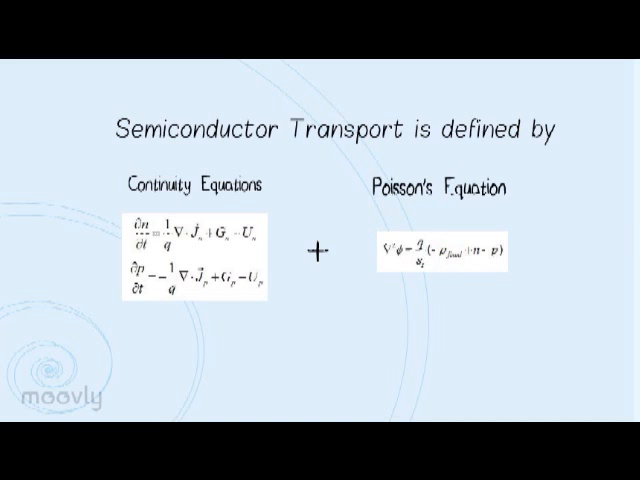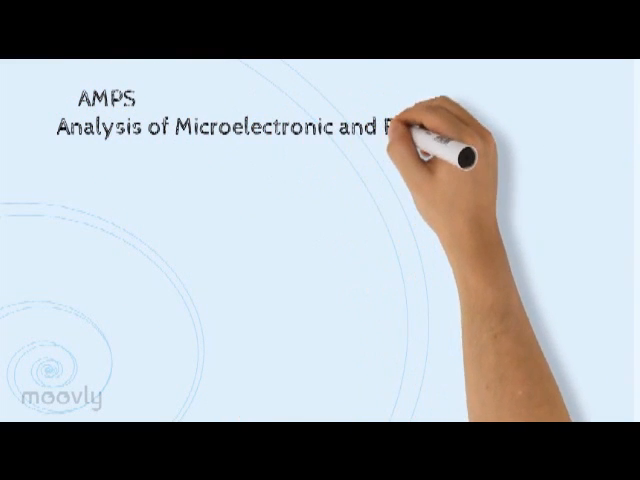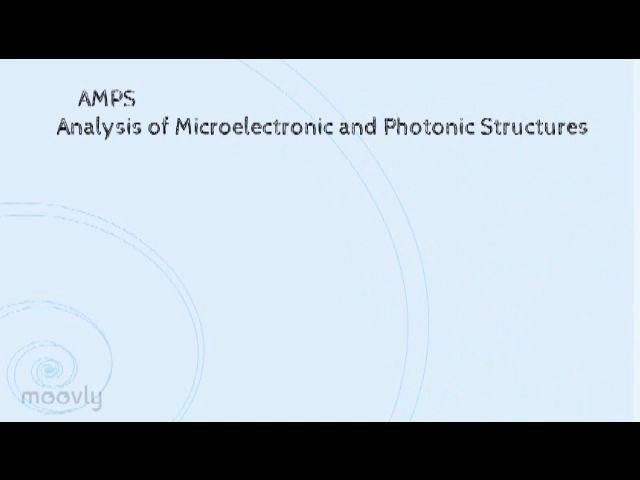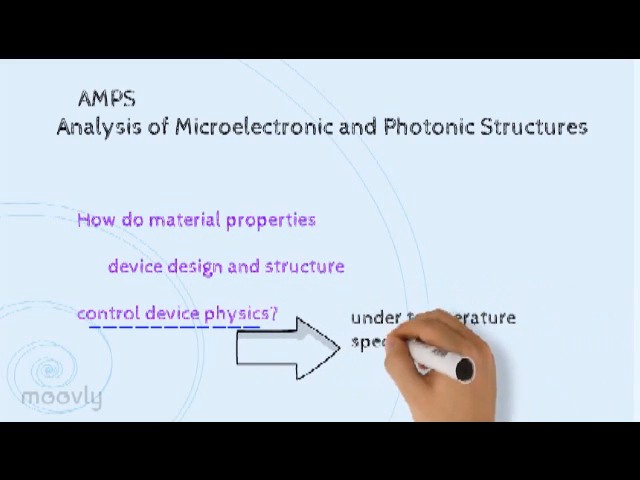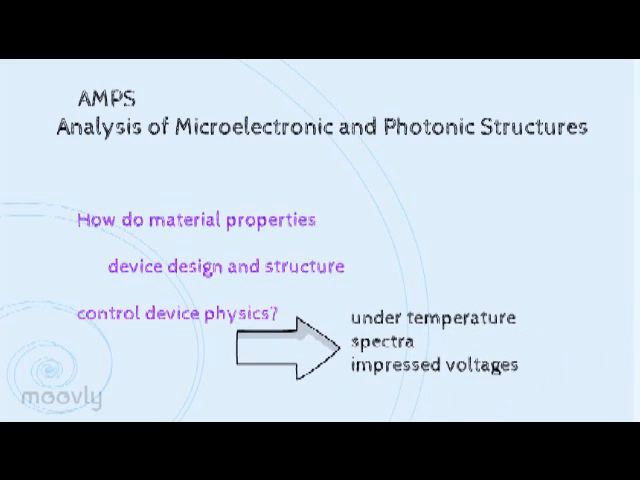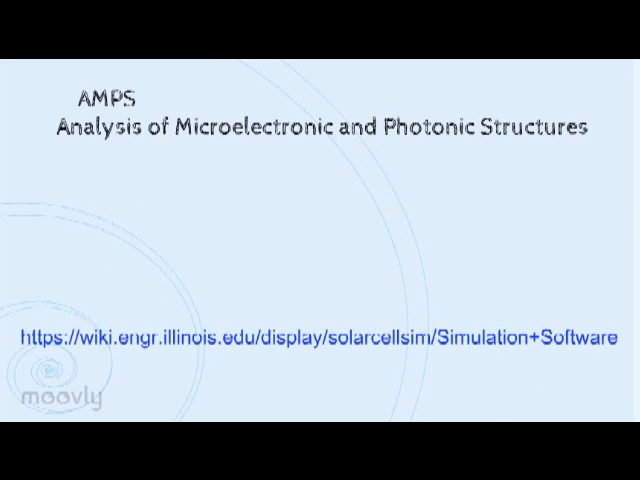In this video, I will be demonstrating how we can model defects by using the educational one-dimensional device simulation program called AMPS, Analysis of Microelectronic and Photonic Structures. This simulator was created to allow users to learn how material properties in device design and structure work together to control device physics under various temperatures, spectra, or impressed voltages. I will be using the free version of this software, which can be downloaded from this link.